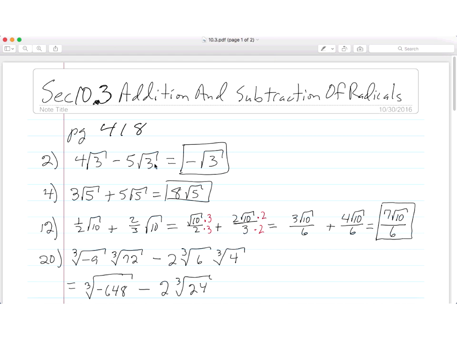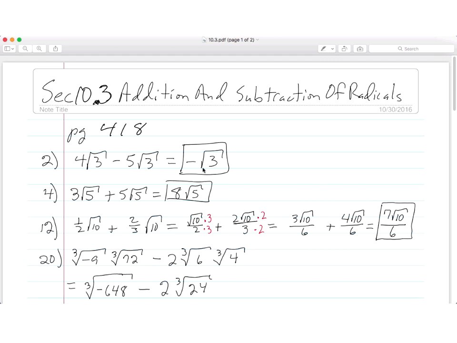4 rad 3 minus 5 rad 3. And so I have 4 apples minus 5 apples is a negative 1 apple. And so 4 radical 3 minus 5 radical 3 is a negative radical 3.